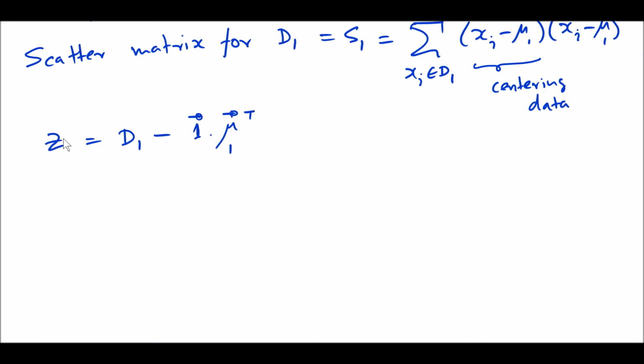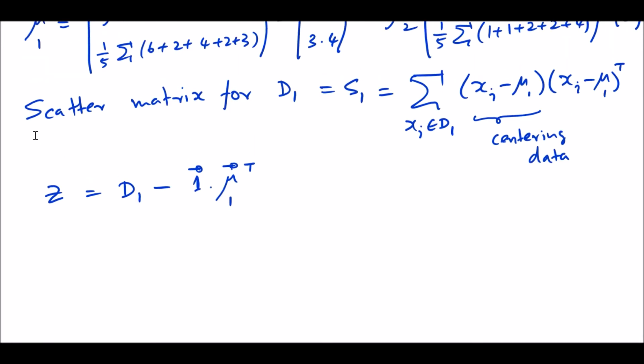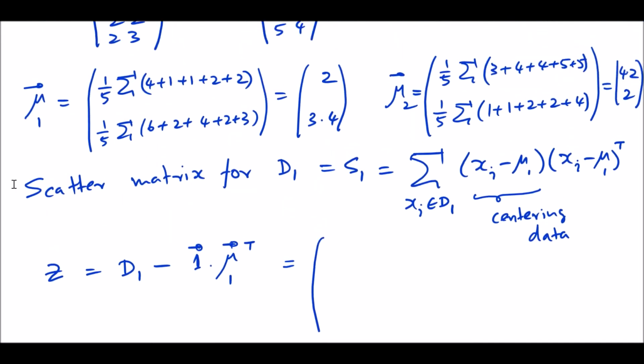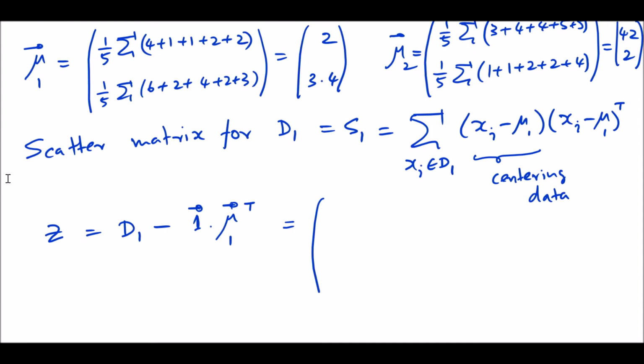This is how you can do this question, with some simplification to get the scatter matrix D1, which is equal to the first part of this. This is it here, and then you can calculate the rest and then multiply. If you remember the video, we can take away mu1 from D1, which is 4 6, 1 2, 1 4, 2 2, 2 3.